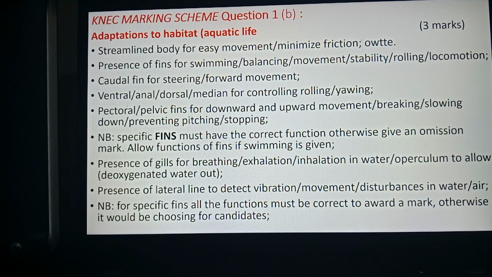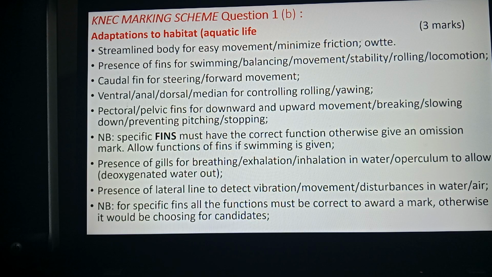For the council marking scheme, the adaptations were as follows. It has a streamlined body for easy movement. Or you just say to minimize friction or something to that effect. Next, it is presence of fins for swimming or balancing or movement or stability or rowing or locomotion. Any of those ones. Caudal fin for steering or for forward movement.